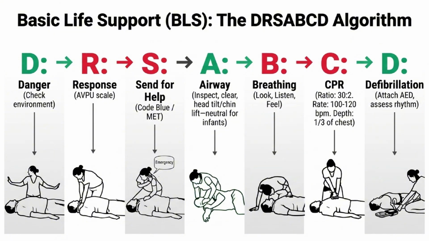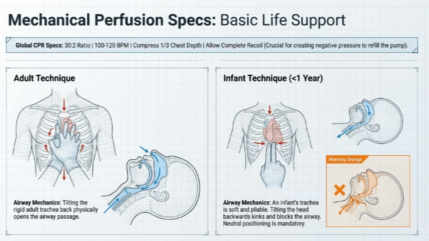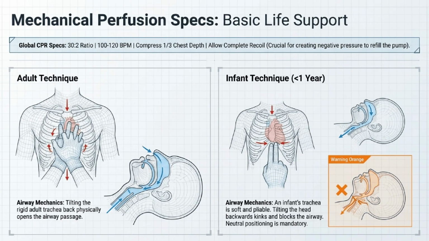Basic life support follows the DRS ABCD algorithm. Danger, response, send for help, airway, breathing, CPR, and defibrillation. The physical mechanics of CPR are absolutely critical for maintaining any semblance of organ perfusion. Right. You compress the chest at a ratio of 30 compressions to 2 breaths, operating at a fast pace of 100 to 120 beats per minute. You must compress down 1/3 the depth of the chest and crucially allow for complete recoil.